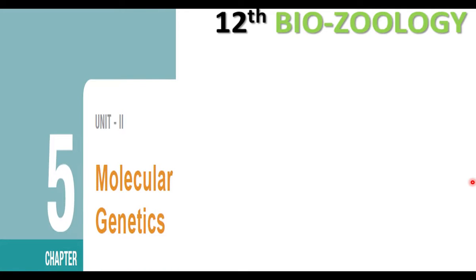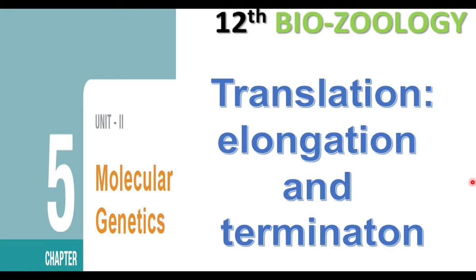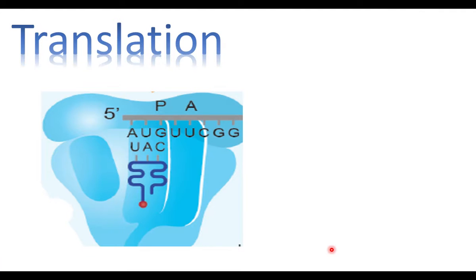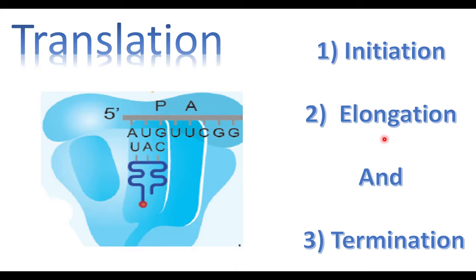Chapter 5 Molecular Genetics. In this part, we are going to see the second and third stage of translation. In the previous part, we discussed about the first stage of translation, that is initiation. In this part, we are going to discuss about the elongation and termination. Translation involves three stages: initiation, elongation, and termination.